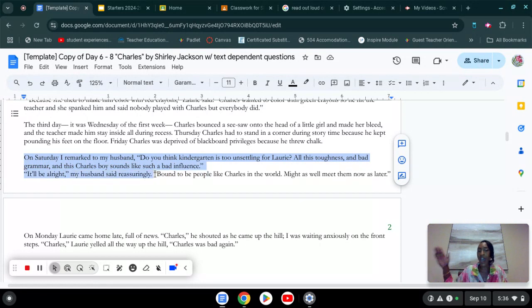So that means he's kind of like patting her on the back. "Bound to be people like this Charles in the world. Might as well meet them now as later."